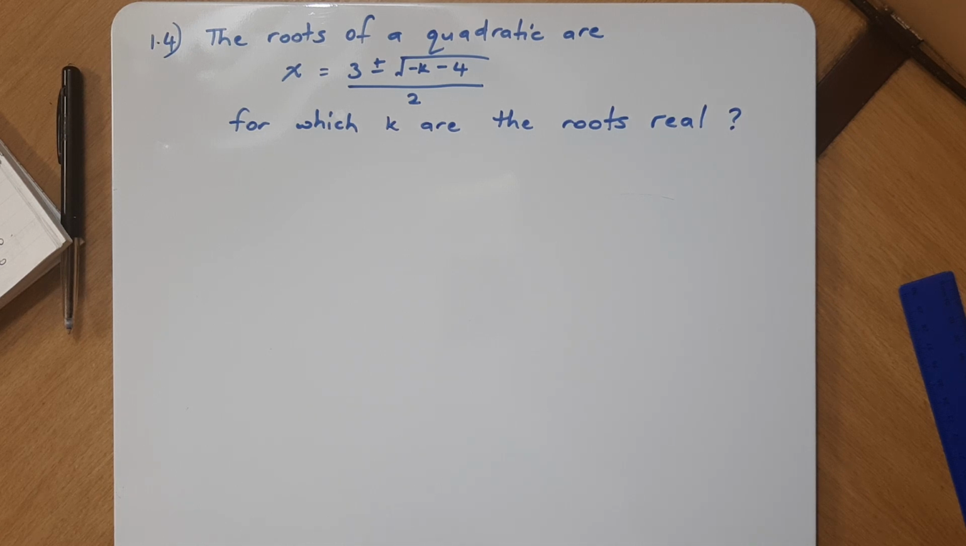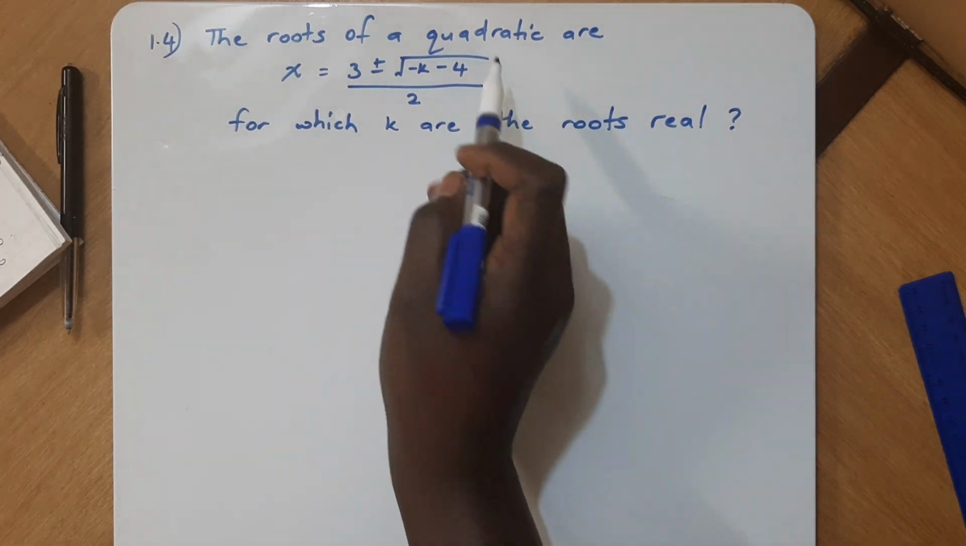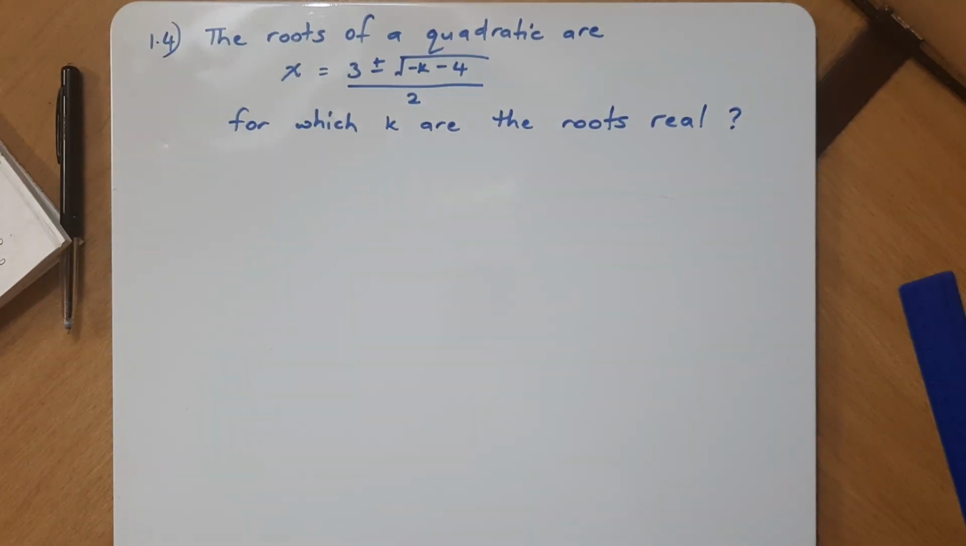So here we have a question, 1.4. The roots of a quadratic are given by this. This is a quadratic formula. And then the question is, for which k are the roots real?